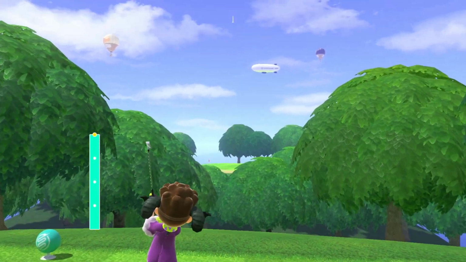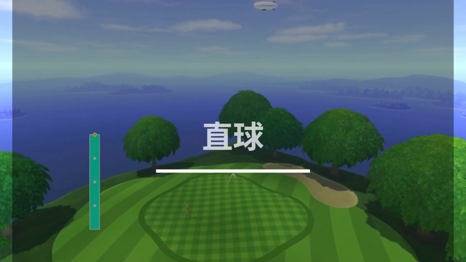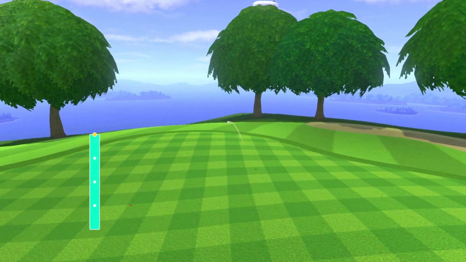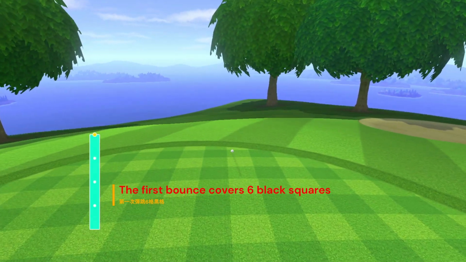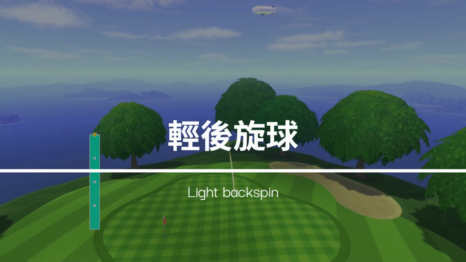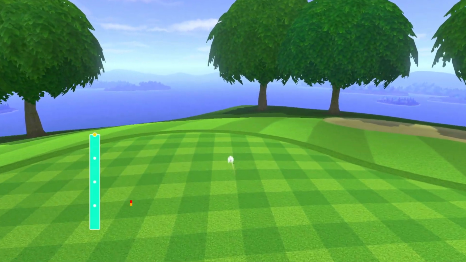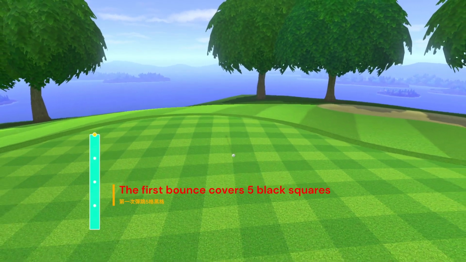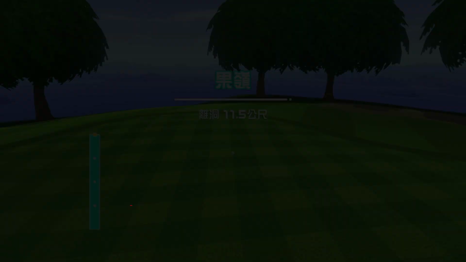First, let's observe the downhill 13th hole. The first one is a straight shot. During the third landing, the ball begins to spin and rolls forward for a certain distance. The second one is a light backspin shot. After landing, the distance between the first bounce and the second bounce is relatively short, and backspin begins after the second bounce.